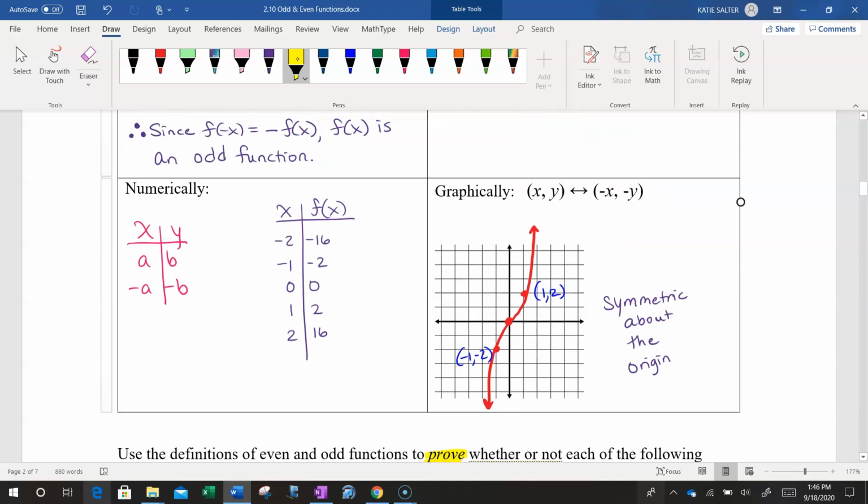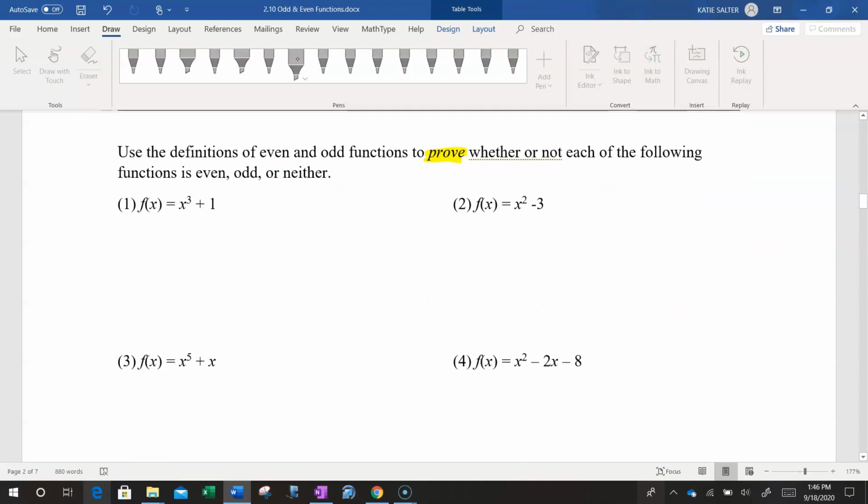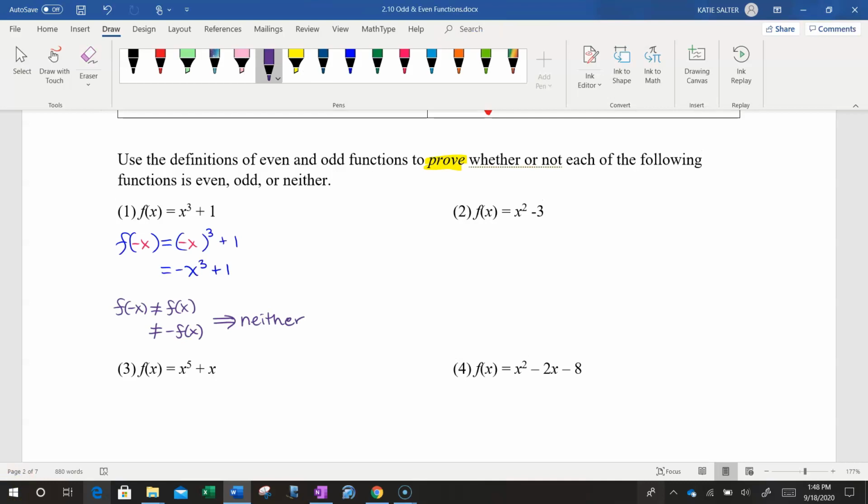Remember, most functions are neither even nor odd, so don't think they have to fit into one category or the other. All right, pause the video, and when you're done, start the video back. Pause now. Okay, so to do this, we substitute negative x into the function and work it out.